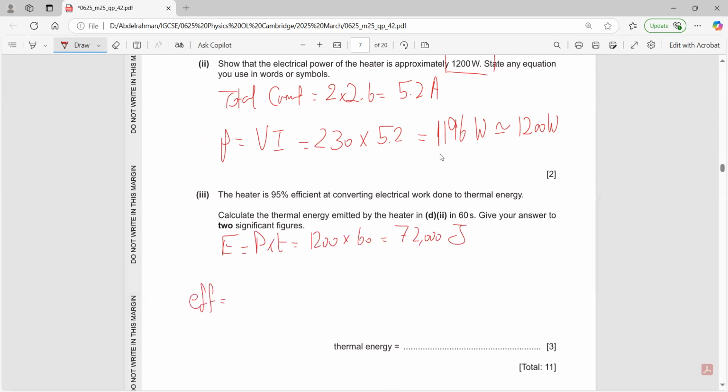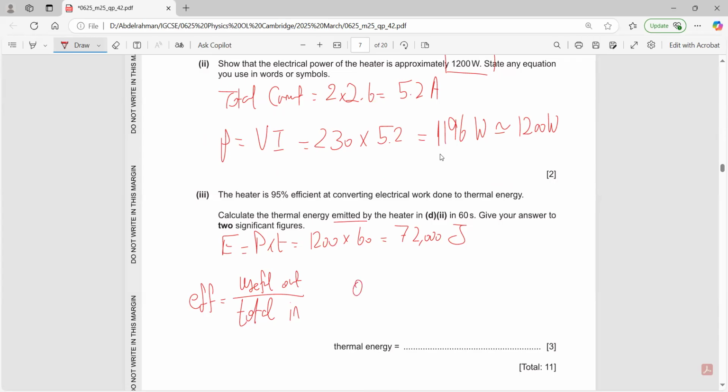The equation we use for the efficiency is the useful power output or useful energy output over the total input. We need to find the output. Calculate the energy emitted by the heater. You need to find the energy output. The energy input or the power is this. This is the input given to the heater.